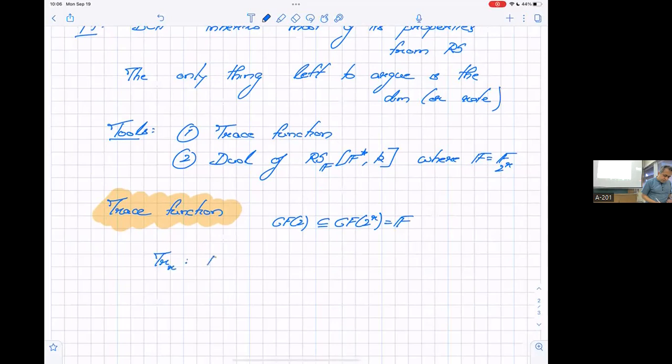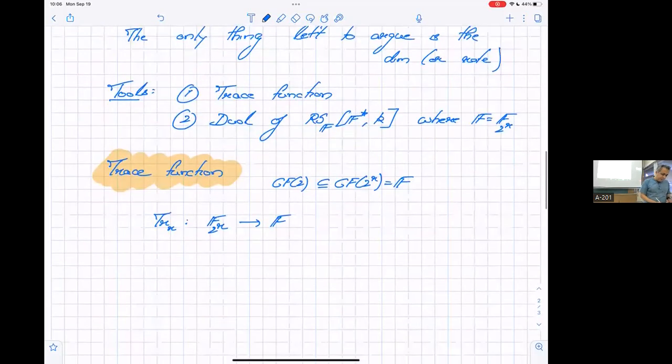The trace function is a map that goes from F2 to the R to F2, and it does the following. It takes an element Z and maps it to Z plus Z square plus Z bar 4 all the way to Z bar 2R minus 2 plus Z bar 2R minus 1. It stops at Z bar 2R minus 1. Notice Z bar 2R will become Z again because you're working in F2 to the R. So this is the trace function.